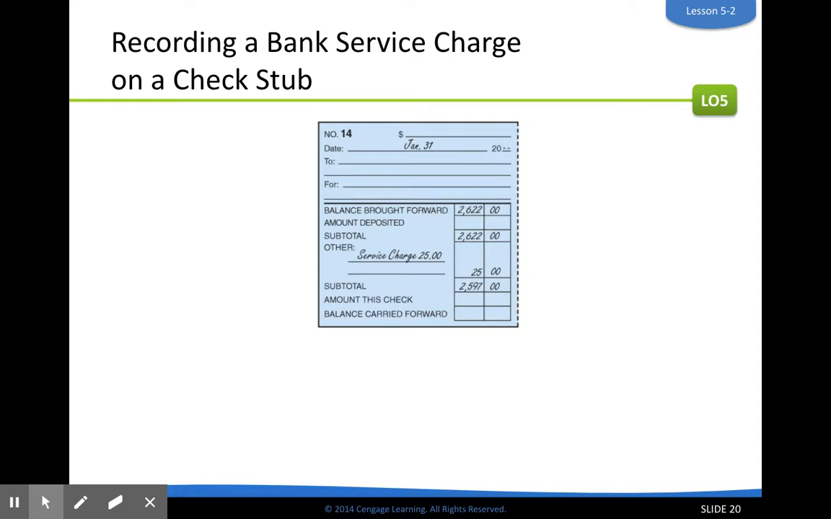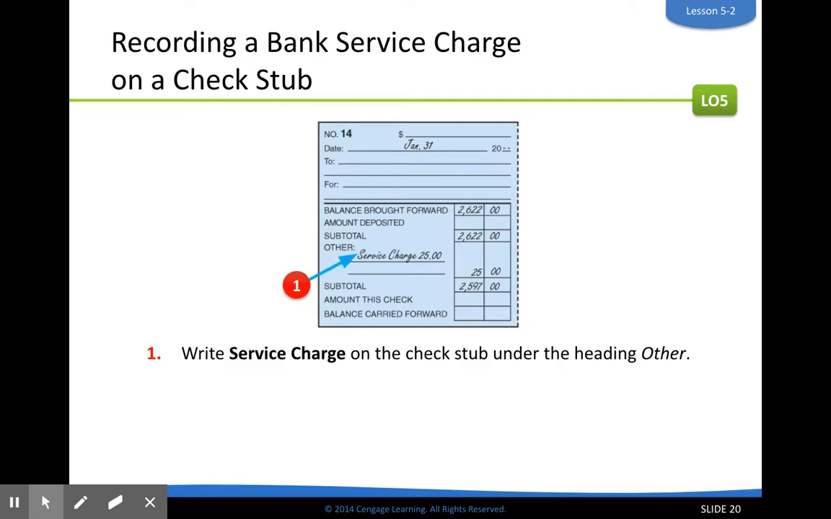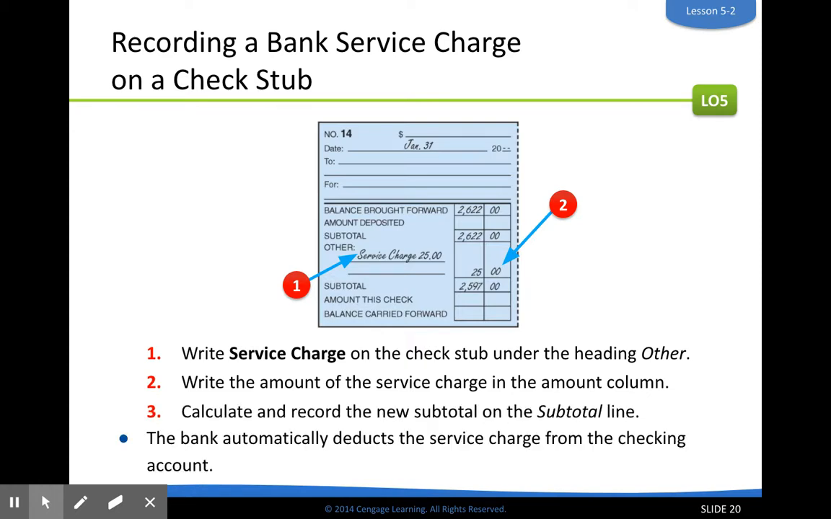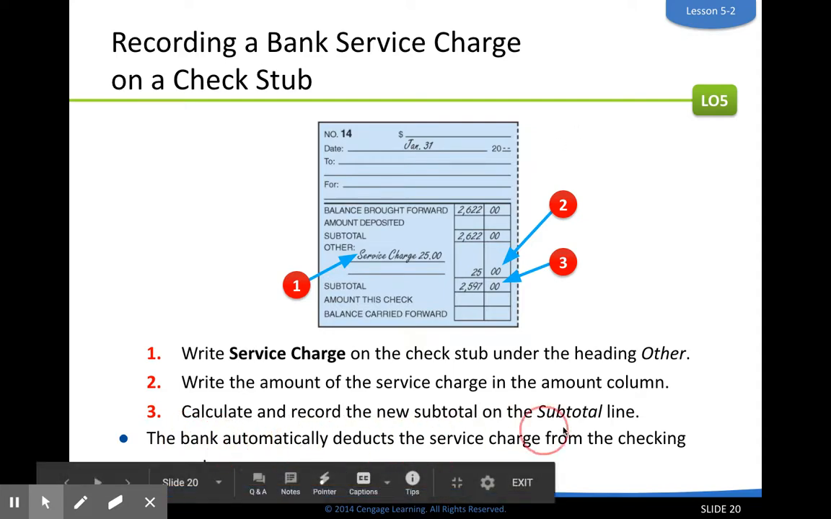Now we need to record that service charge. So we have found out about a service charge from our bank statement. So service charges are also listed on a bank statement. So we need to record that on the check stub. So where the other section is, we write in service charge for $25. Since it's only one service charge, we don't need to add anything. So the only other area that we have is that $25, which we subtract to come up with our new subtotal. It's important to know that the bank automatically deducts the service charge from the checking account.